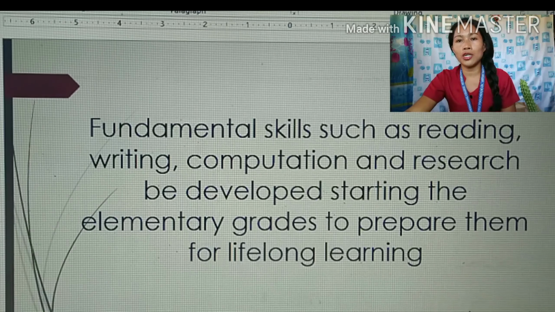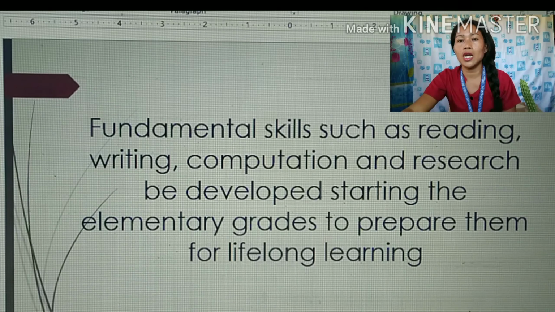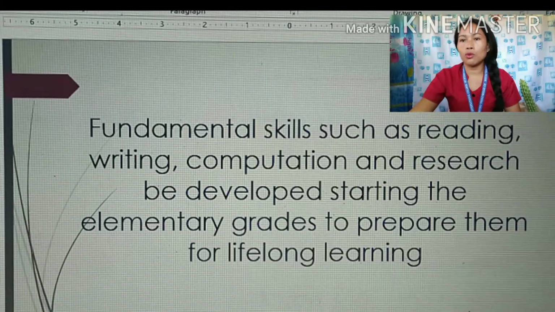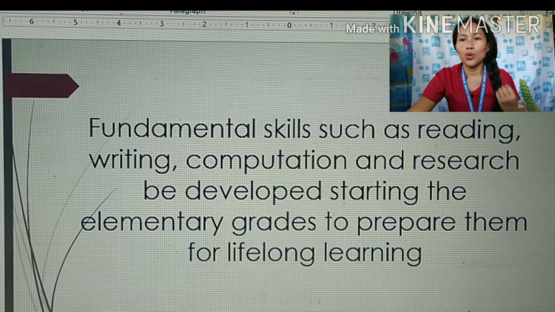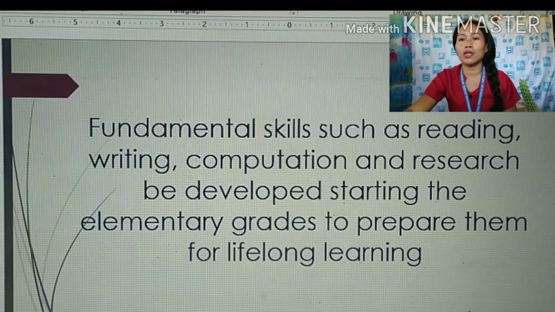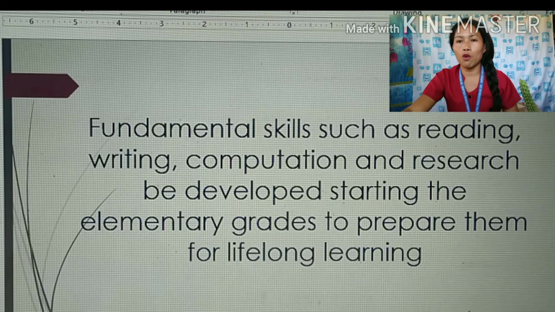Yes, that's true. That's why a teacher needs to acquire new knowledge and skills to teach students what they have learned, and the teacher also facilitates personal development, encourages students to make wise choices, or helps them make decisions from school to career. Yes, so the second belief of a teacher is that fundamental skills such as reading, writing, computation, and research be developed starting in the elementary grades to prepare them for lifelong learning. So we really need to teach the young minds how to read, write, compute, and do research for them to be prepared for lifelong learning.